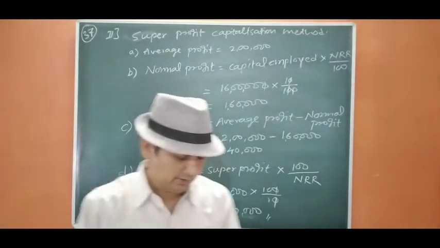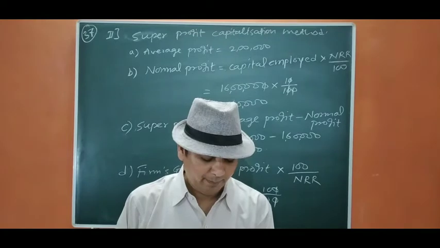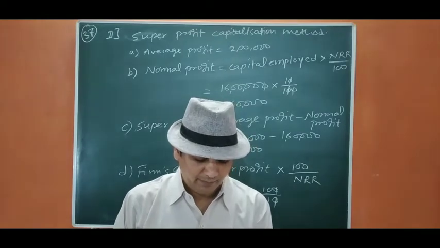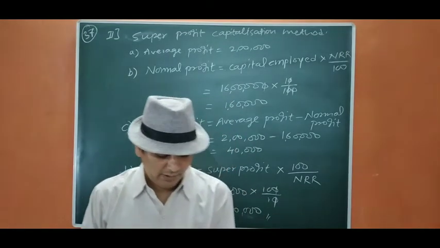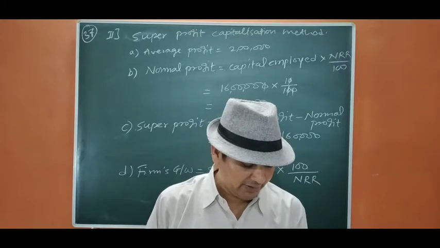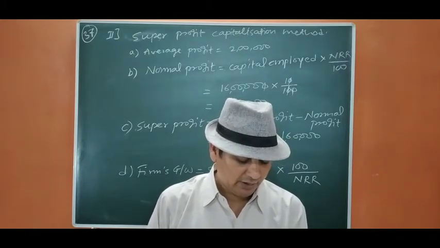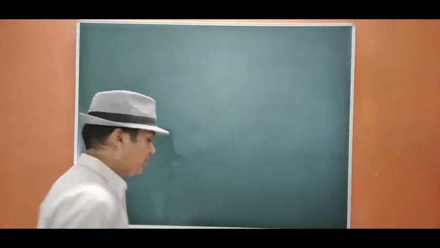Now we move to question number 38. A business has earned average profit of 1 lakh during the last few years. Find out the value of goodwill by capitalization method. Given that the assets of the business are 10 lakh and its external liability is 80,000, the normal rate of return is 10%. By both the methods, let us start question number 38.